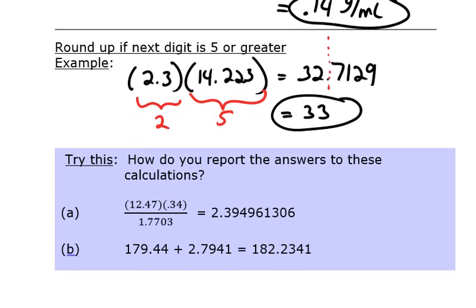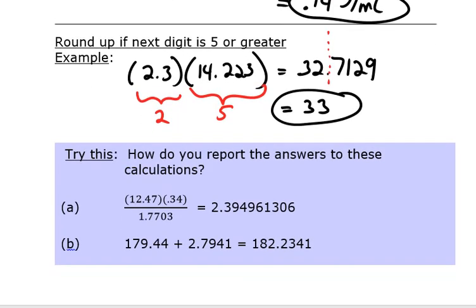Alright, so try this to see if you understand the rules. The first example has a multiplication and division, so use the rules for that. And I've already done the calculation for you. Okay, so there's a long number in there. You decide how it's going to be rounded. The second example is an addition, so it follows different rules, and you decide how you're going to report these answers and round them correctly.